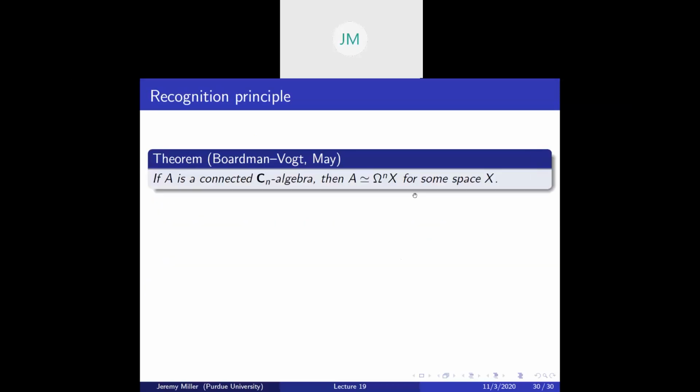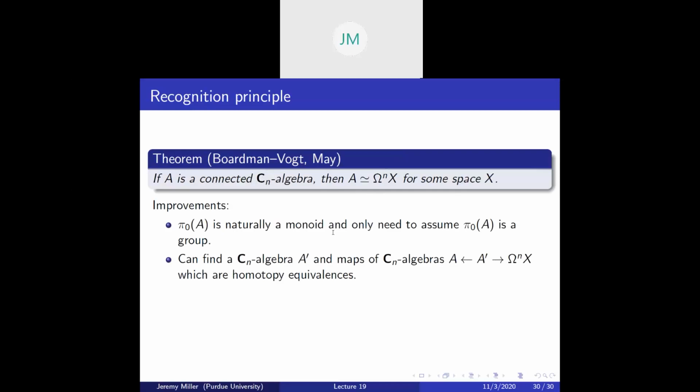Yeah, so there's this theorem of Boardman-Bott that says that if you're a CN algebra and you're connected, then you have to be a loop space. So there are some improvements. One improvement is that this connectedness can be improved to just having pi 0 a group. So if you're a CN algebra, pi 0 gets a natural monoid structure that happens to be abelian when n is at least 2. Pi 0 of a space in general isn't a monoid, but pi 0 of a CN algebra is naturally a monoid. And if you assume that pi 0 of A is a group, that's enough.